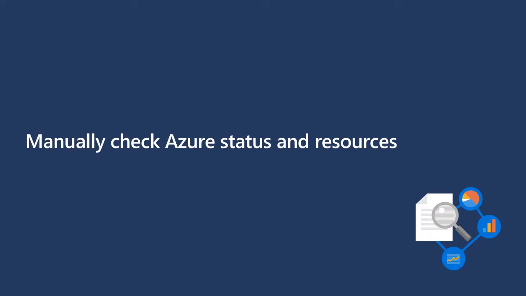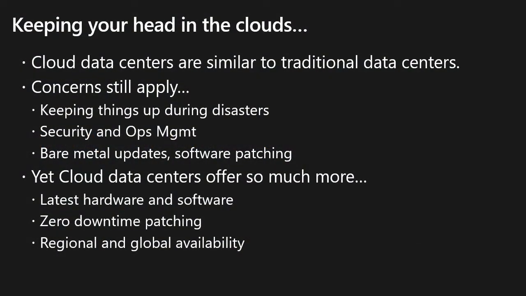In this section, we'll cover how to manually check Azure status and resources. Keeping your head in the clouds. Cloud data centers are very similar to traditional data centers in that they host your business critical applications, workloads, and infrastructure. Concerns still apply between the two different types of data centers. For instance, keeping things up during disasters, defining a BCDR strategy, security and ops management, making sure we have proper communication, clear, understandable processes between operations and security teams, bare metal updates, and software patching, making sure that we have the latest security patches applied to our infrastructure and we're updating with little downtime.